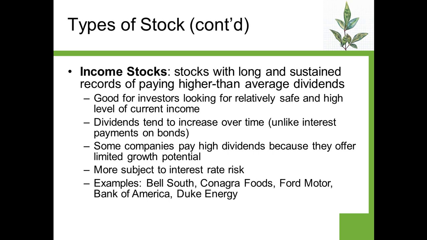These stocks are more subject to interest rate risk. If the interest rate goes high, there will be a loss for the common stockholders because their dividend is fixed. So this fixed dividend tends to create interest rate risk. These types of income stocks are offered by BellSouth, Conagra Foods, Ford Motors, Bank of America, and Duke Energy.